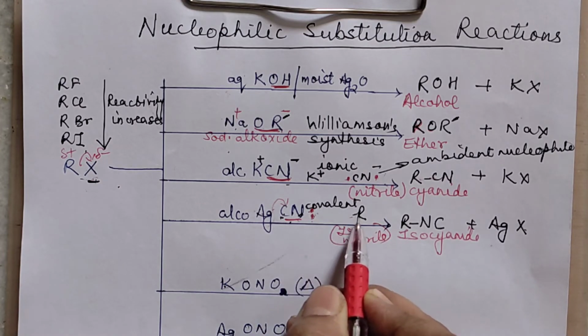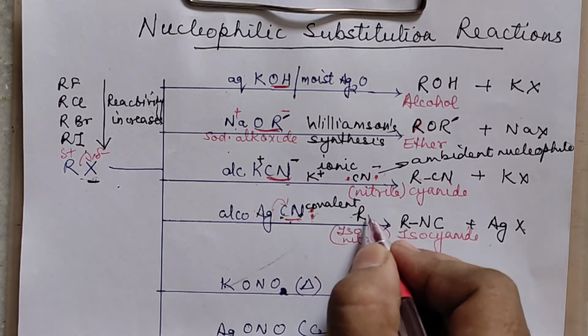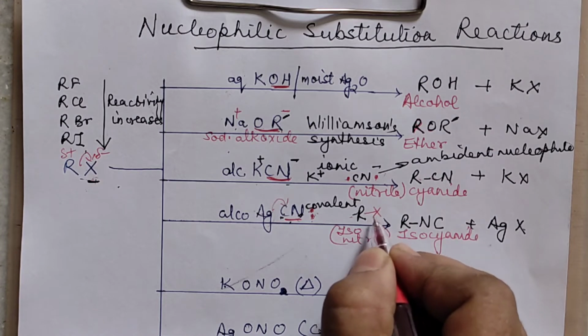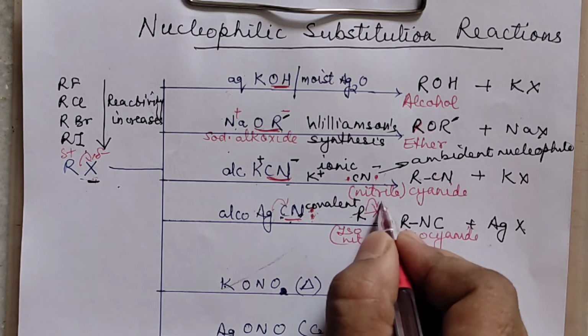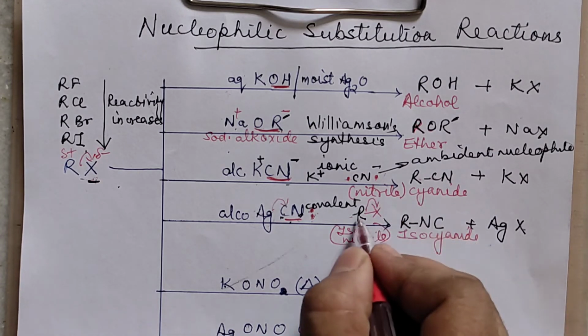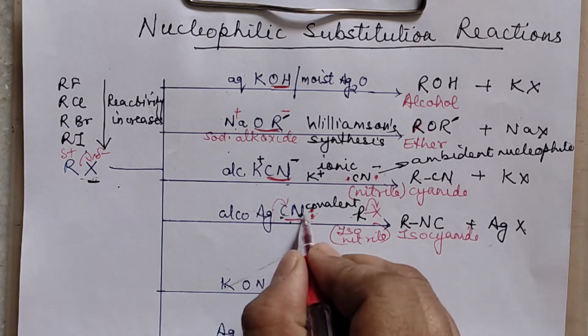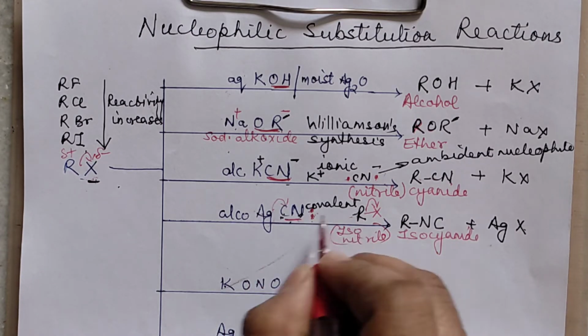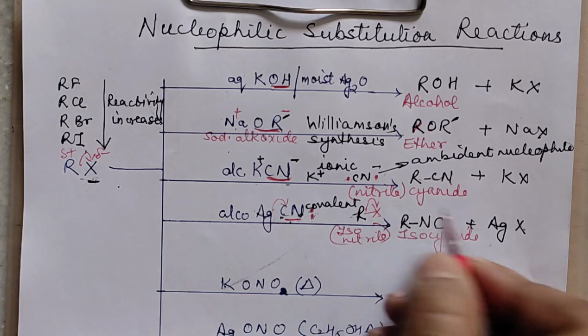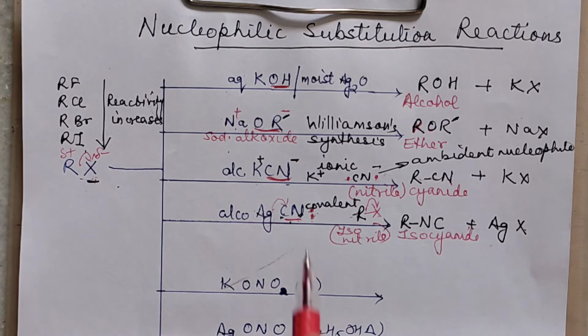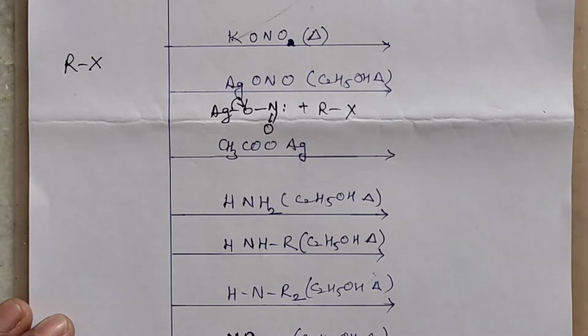This lone pair is given to R. Suppose R and X come out from here, so X gets a partial negative and goes away, and the lone pair on nitrogen is given to R. And this Ag and X will form a bond. It's a covalent compound, it doesn't ionize. Clear? Now moving on to the next reaction.